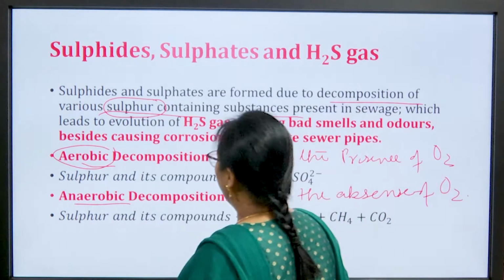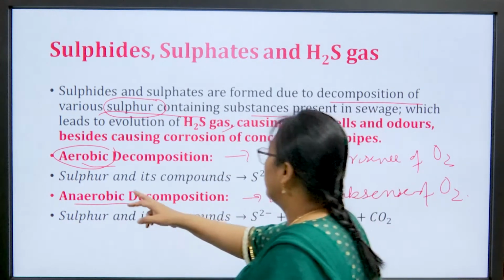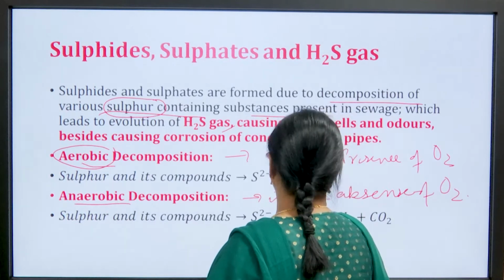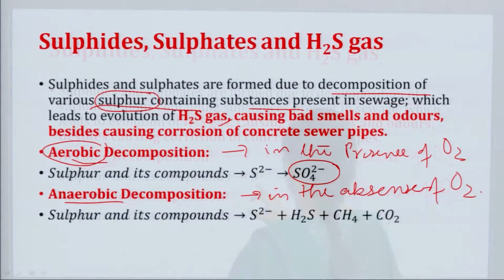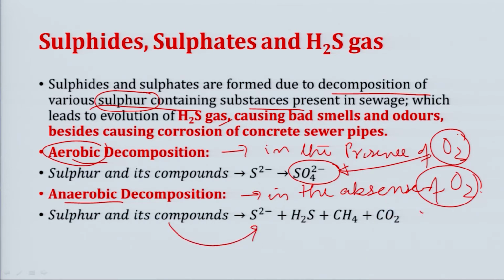Right. So, when you have aerobic decomposition, sulfur and its compounds, that is sulfides, are going to get converted into sulfate. Aerobic means in the presence of oxygen, so you have already put oxygen here. Whereas in anaerobic decomposition, you are doing that in the absence of oxygen. So, what will happen? Sulfur and its compounds are going to get transformed into sulfide, H2S gases, methane and carbon dioxide. Okay.